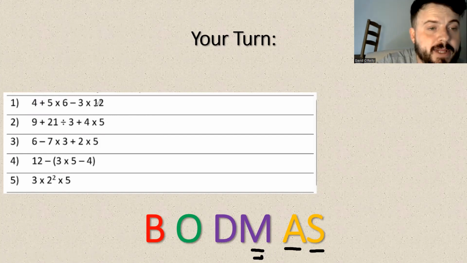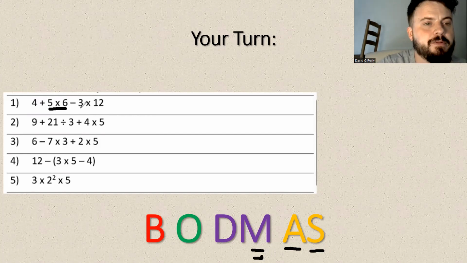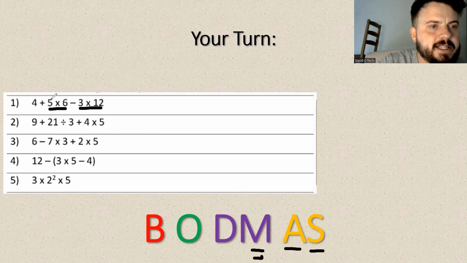We've got 2 bits of multiplication, so we just do it in order, okay? So we've got 5 times 6 that we need to do, and we've got 3 times 12 that we need to do. So let's do those. So 5 times 6 is 30. And 3 times 12 is 36.